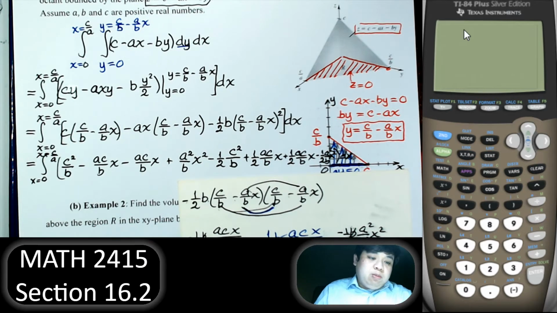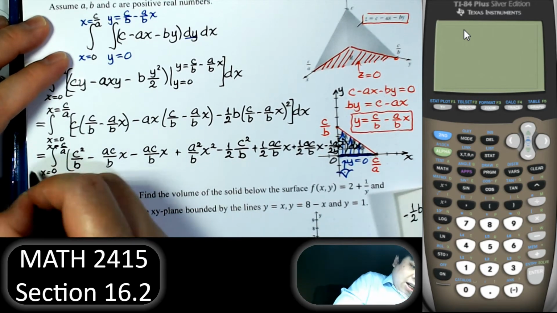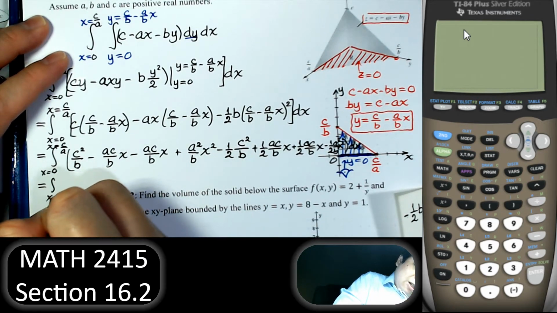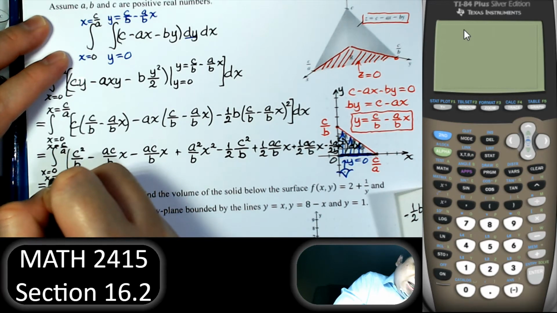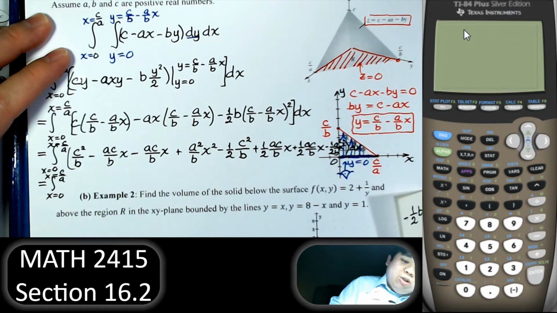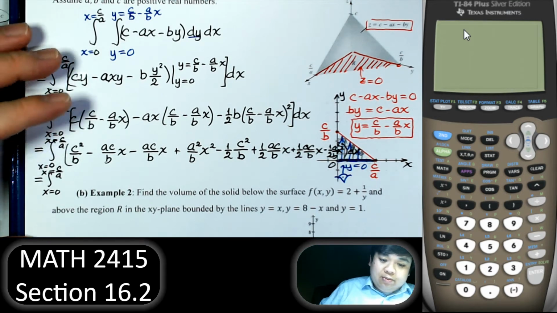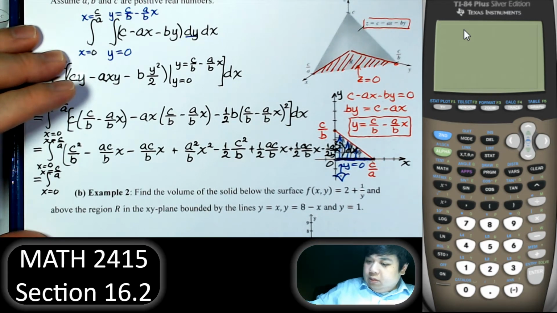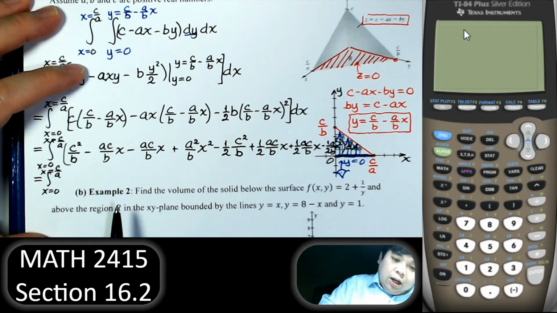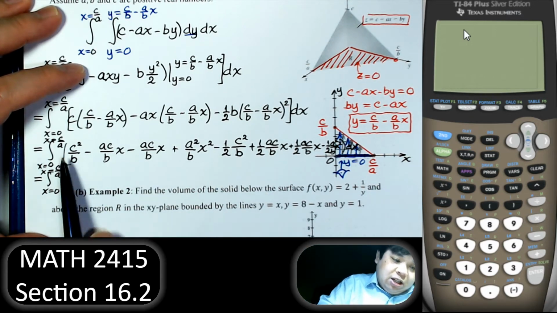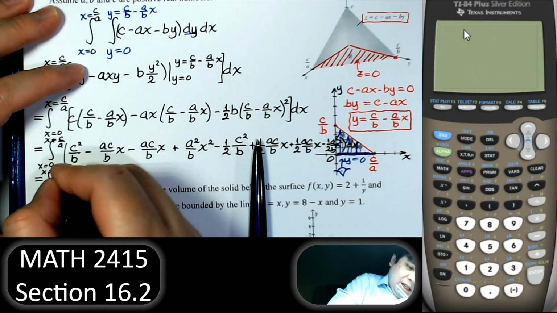Right, a lot of things that are equal. Once again, I apologize for running out of space here. So combine like terms, there are a lot of terms with x. But the only term that has no x is this one, so we have c squared over b.